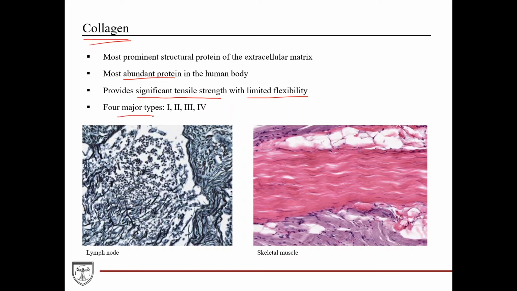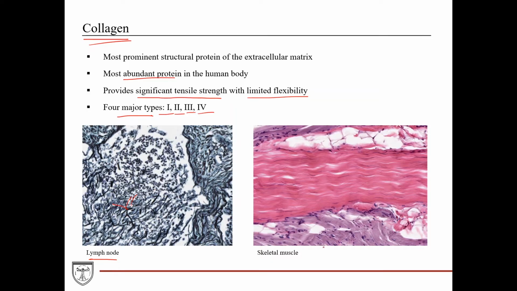And there's 4 major types that you need to be familiar with. There's type 1, type 2, type 3, and type 4. And so these are just some images. We'll revisit these again throughout the lecture, but just to point out some collagen fibers, in black here, these would be supportive collagen fibers within the lymph node. These are also known as reticular fibers. We'll talk about what that means in a second here.